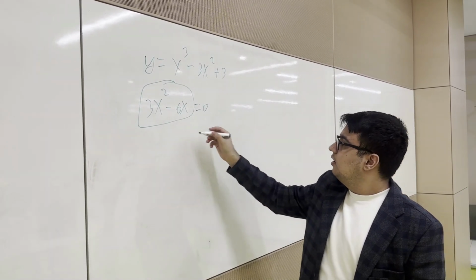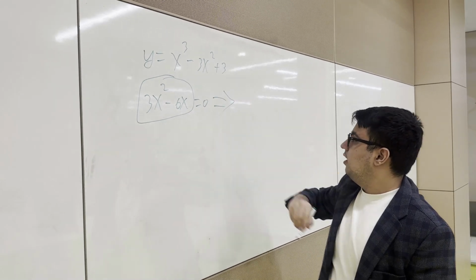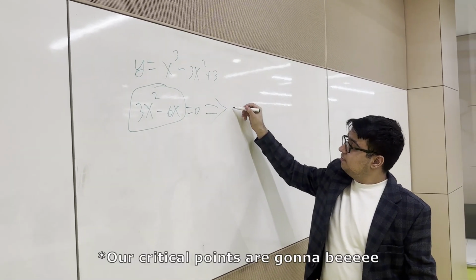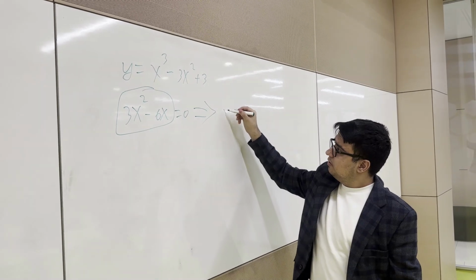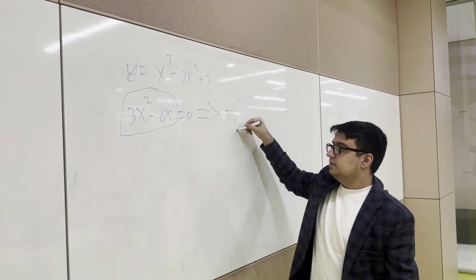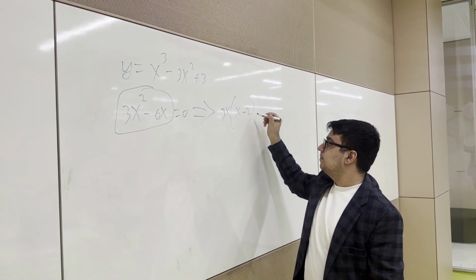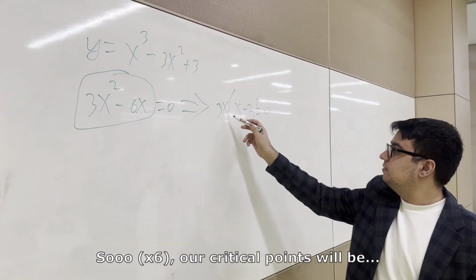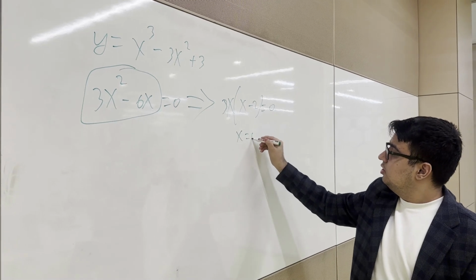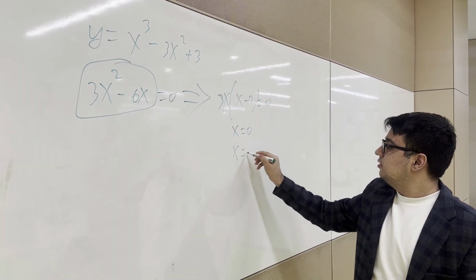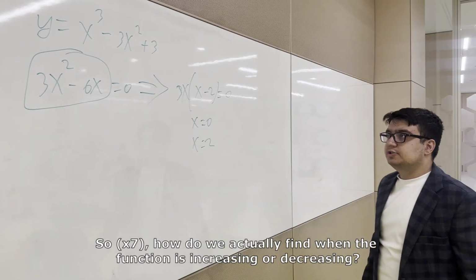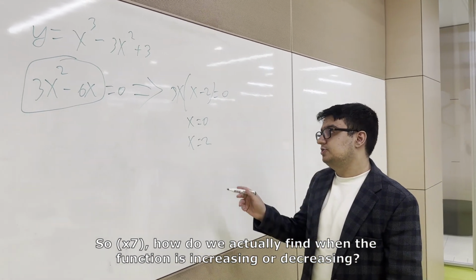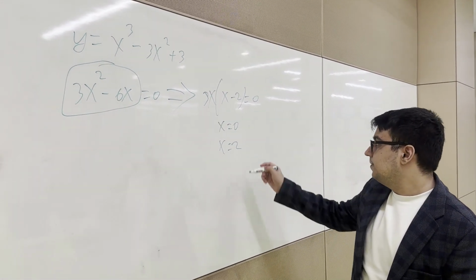And then our critical points are going to be, well, I'm just going to put it like this: 3x times (x minus 2) equals 0. So our critical points will be 0 and 2. So how to actually find when the function is increasing or decreasing is now we're going to take those two.